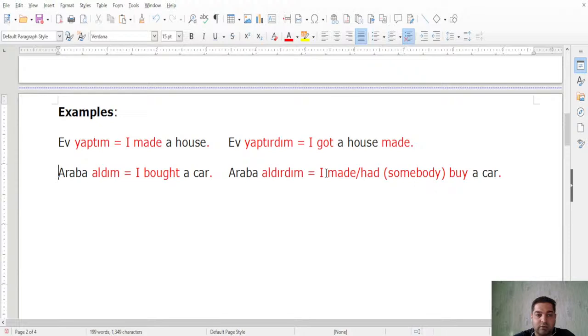The second example, just for comparison purposes, here you see araba aldım means I bought a car. Again, I use the past tense, it's random, there is no rule here. Aldırdım, now here we have this causative suffix dır, dir, dur, dür. Araba aldırdım means I had somebody buy a car, okay? You can mention, of course, who that person is, whom you made buy the car. Again, you don't have to mention, but you can mention.